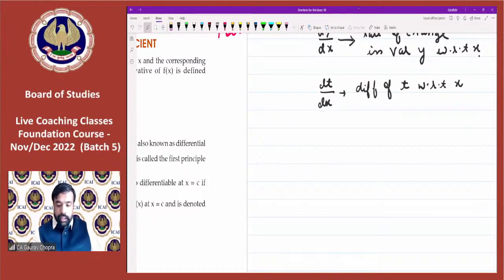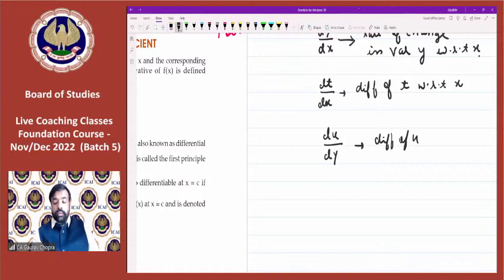Then one more thing, du by dy. What does this mean? du by dy means differentiation of u with respect to y. All right, so this is the basic notation.